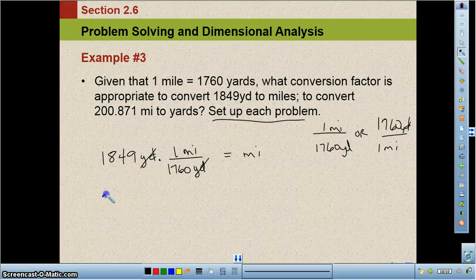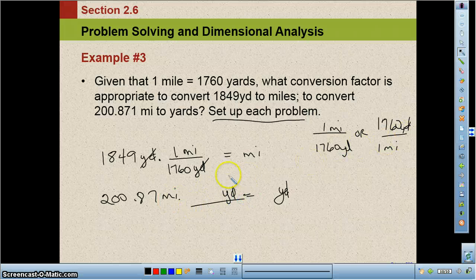Then the next one is to convert 200.87 miles to yards. So which one of the two am I going to use? Well, I have miles on top. I want yards on top. So I'm going to have to use the one that has yards on top and miles on bottom, and cancel those, and that will give me yards on top.